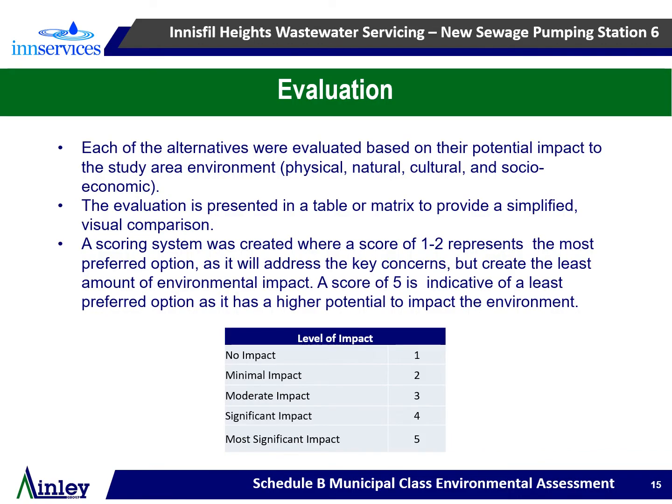Each of the alternatives were evaluated based on their potential impact to the study area environment, including the physical, natural, cultural, and socio-economic environment. The evaluation is presented in a table or matrix to provide a simplified visual comparison. A scoring system was created where a score of 1 to 2 represents the most preferred option, as it will address the key concerns, but create the least amount of environmental impact. A score of 5 is indicative of a least preferred option as it has a higher potential to impact the environment.